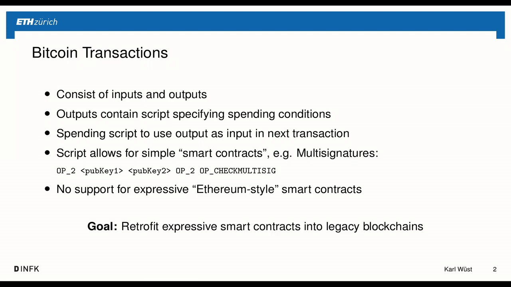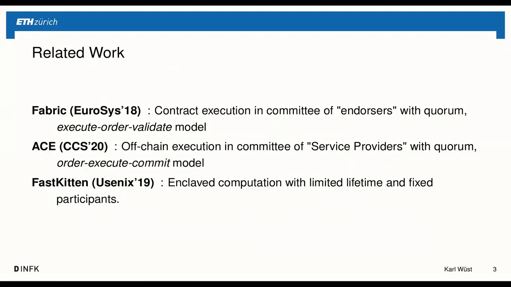Before we go into the details of Bitcontracts, I want to quickly cover some related work. First, we have Hyperledger Fabric and ACE, which are both systems that are purposefully built to enable contract execution with a high performance. Both of them execute smart contracts in small committees that are not necessarily involved in the consensus mechanism. A quorum of these committees then need to sign the results of a contract execution for them to be accepted. And this is an approach that we also take in Bitcontracts.